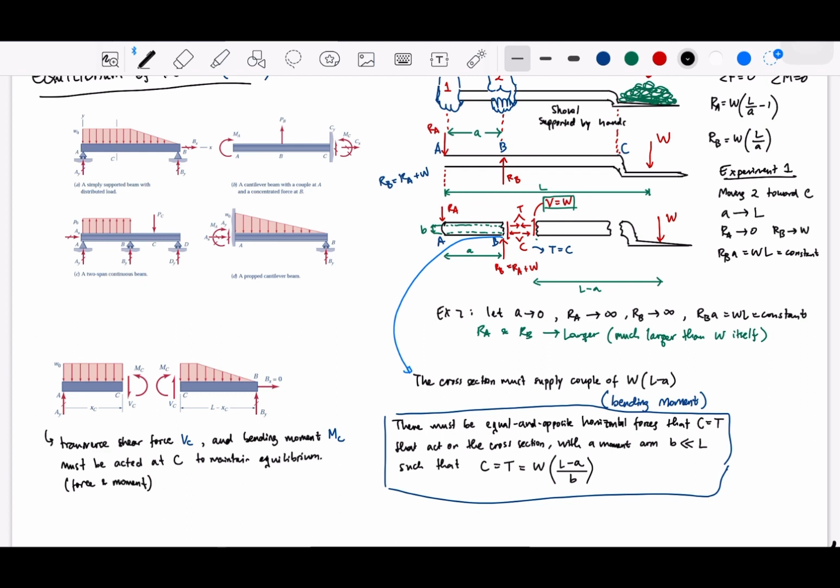Okay. Now the next thing. So we know that there is something here, so we need to know how to use this bending moment and the transverse shear force in a more practical way. Right?